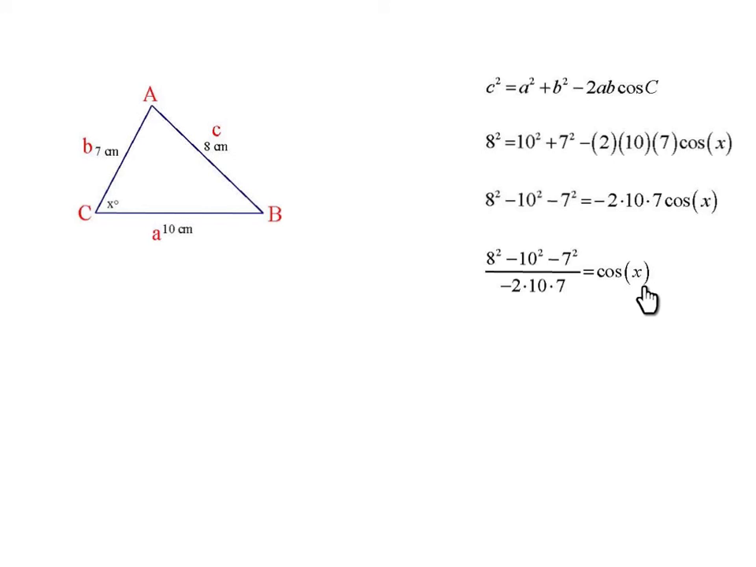Here's where the calculator comes in handy, because what we have is that x would be the inverse cosine of that big fraction. And you can type this expression exactly this way into your TI, and, assuming that you're in degrees, it will give you 52.6 degrees.